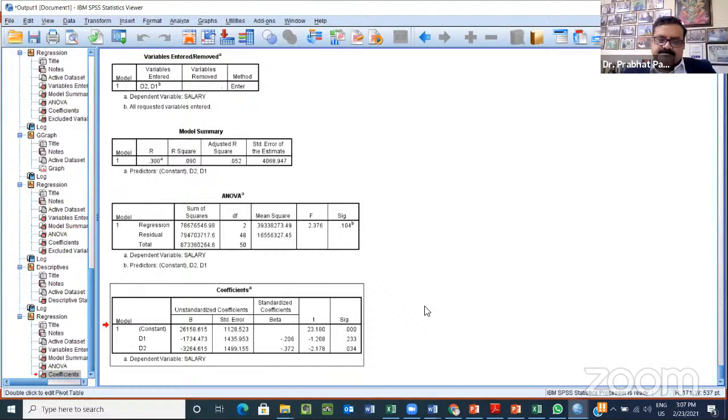How will we write that? For the category North, the null hypothesis is accepted, that there is no significant difference in salary between West and North. And for the South, the null hypothesis is rejected and the alternative accepted, that there is a significant difference in the salary between South and the West. Is that clear?